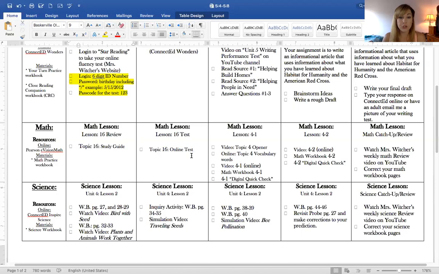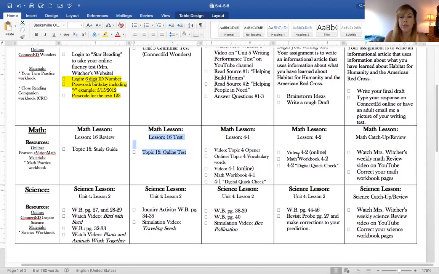All right, so then on Tuesday, you're going to log in and take your topic 16 online test, okay? And then on Wednesday and Thursday, we are going to start topic 4. This is the last big topic for all of math until we get into something different. So on Wednesday, you're going to do lesson 4.